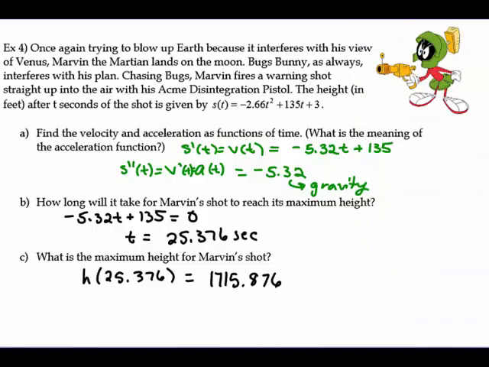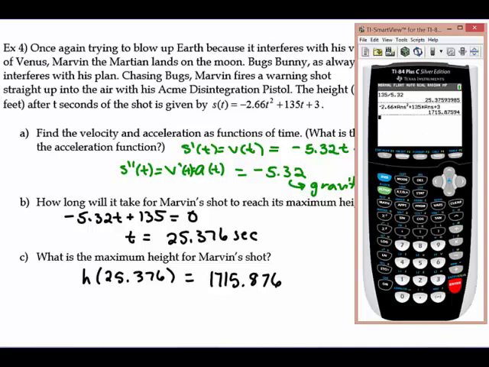Okie doke. Now, one thing that you want to be careful of just for future reference here is all of your answers need to be correct to 3 decimal places. You can't use the 3 decimal places of one answer and only use those to get another one because you might be off. So if I did negative 2.66 times 25.376 squared, and then plus 135 times 25.376 plus 3, I get 1715.875. I'm actually okay with that one.